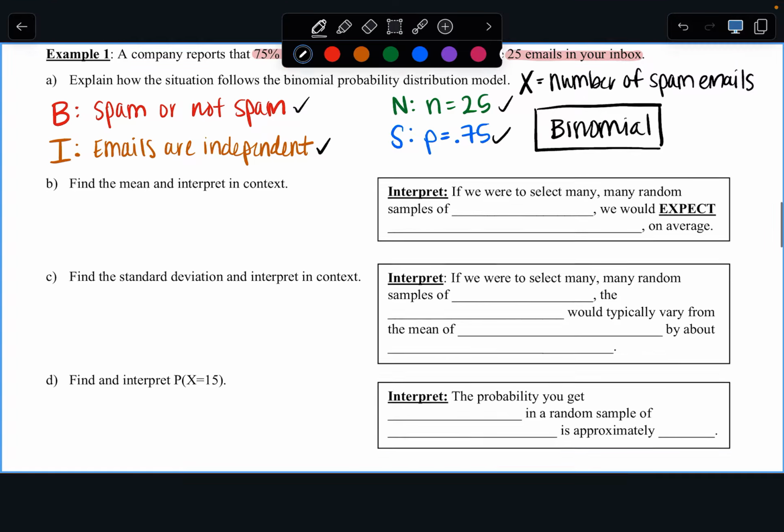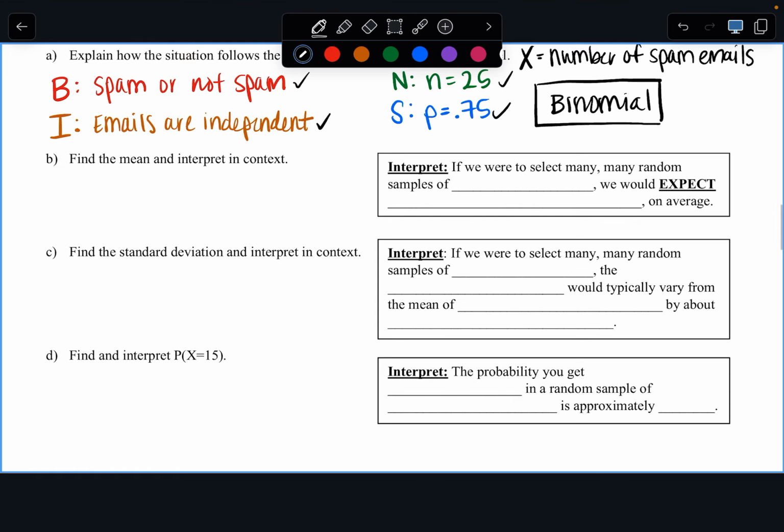So now we're going to get into some of the other questions that happen quite often: your mean, your standard deviation, and just a regular probability interpretation. First, for the mean, it's pretty easy. You're going to have the formula N times P. You take your sample size, 25, and your probability of success, 0.75, and you should be getting 18.75. And this is 18.75 spam emails.